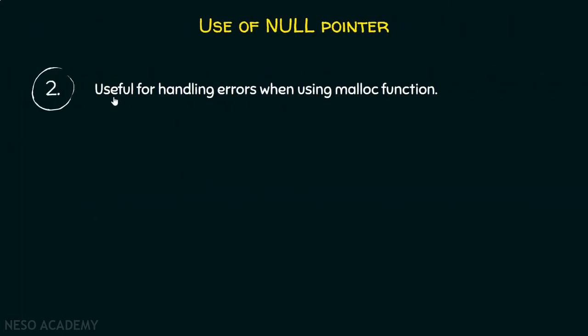Apart from this, it is useful for handling errors when using the malloc function. We have already discussed a little bit about the malloc function in the previous lecture. Malloc is a built-in function which is used to allocate memory dynamically. Malloc function returns a pointer, right? Sometimes malloc returns null when memory is not available. In that case, we can use that null for handling errors.